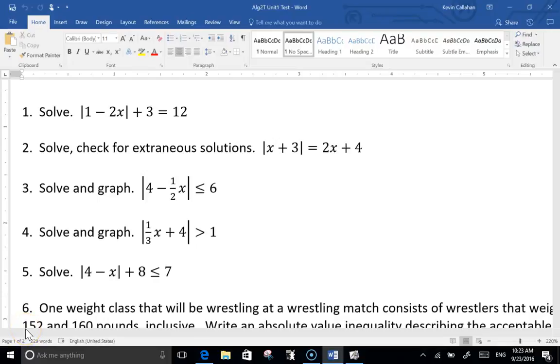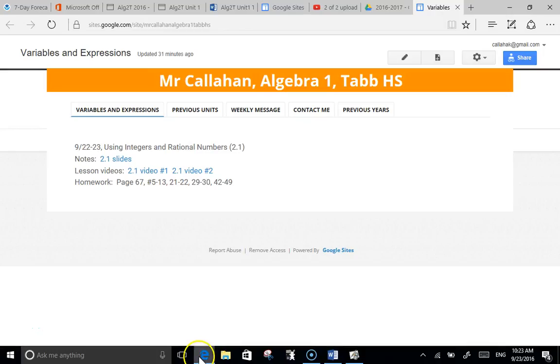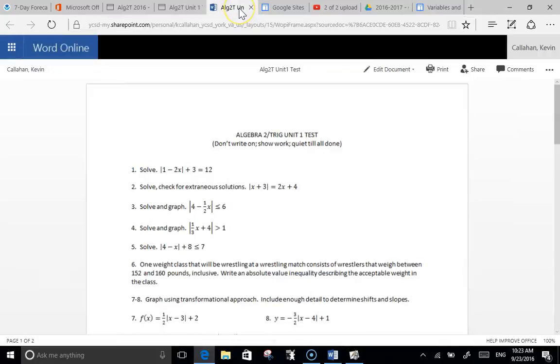Class. Okay, so the first couple problems, this is all absolute value equations and inequalities. So it should have been, not that.